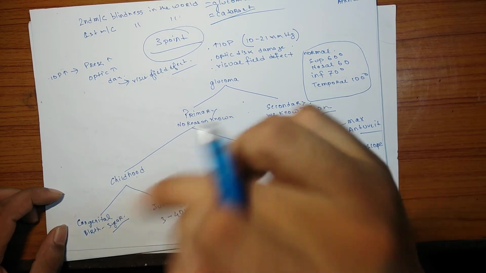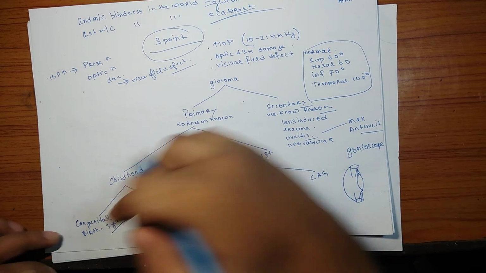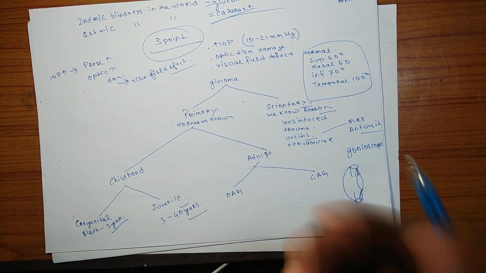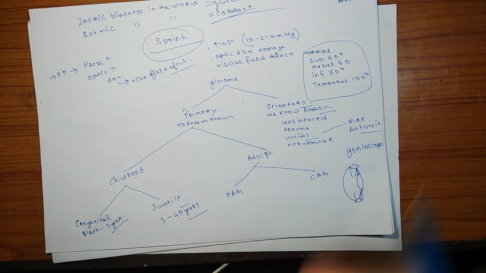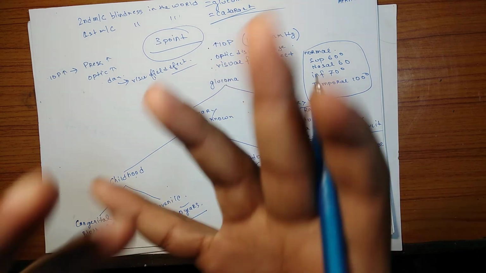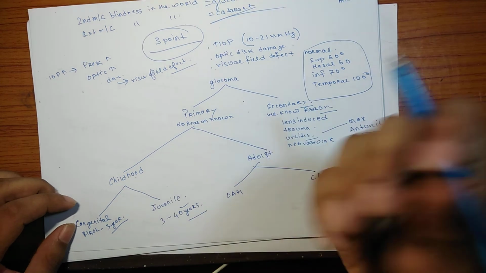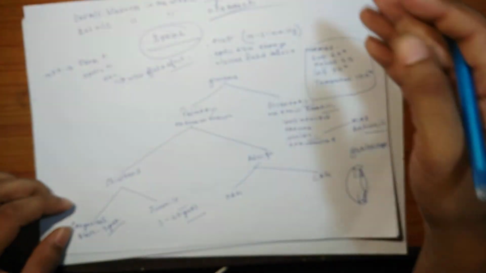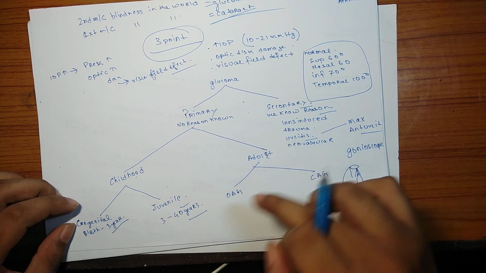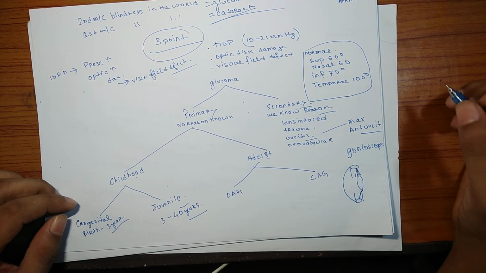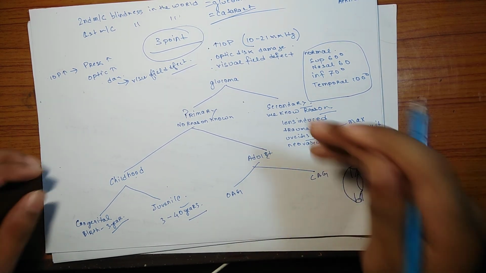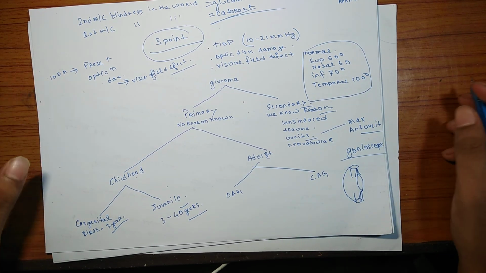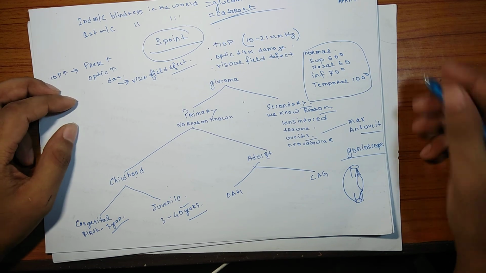And in childhood and adult, we have congenital and juvenile. The age is very, very important, 0 to 3 years, because till that age the eyeball is very flexible and can adapt to the situation, and can slowly increase in size. That's why we see a very big eye, also known as bullseye. Juvenile is from 3 to 40 years of age. And we have adult glaucoma, open angle glaucoma and closed angle glaucoma. To identify whether the angle is open or closed, we use an instrument known as gonioscope. Gonio means angle, scope means an instrument to see.